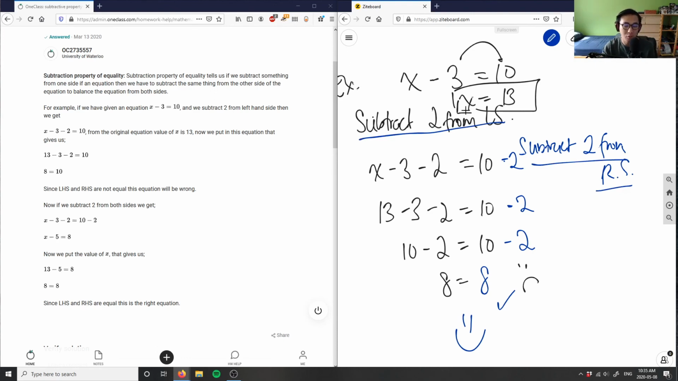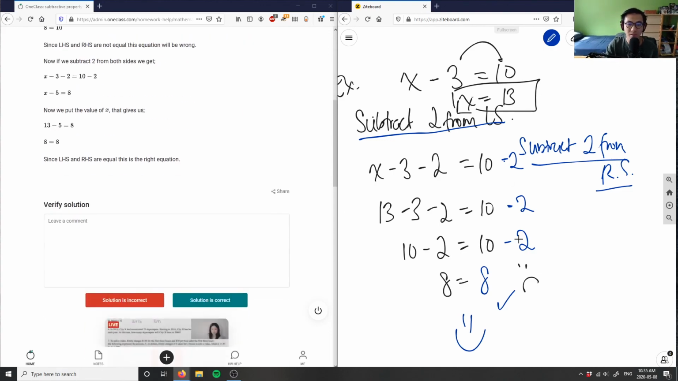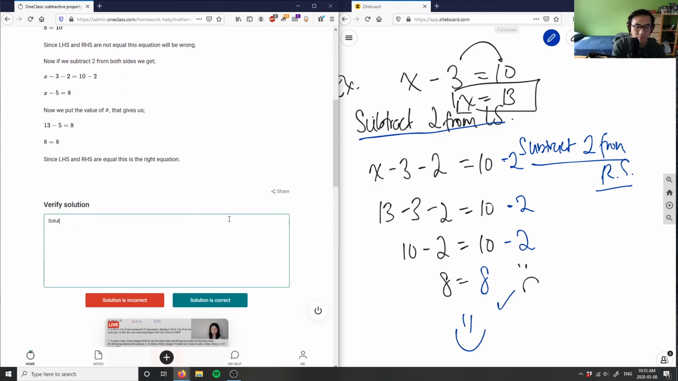If we only subtract 2 from the left side, or any other arbitrary number, we're not going to get the correct solution, and algebra falls apart. So we need to subtract from both sides to keep our algebra consistent, so that 8 equals 8. It's a happy face. So the solution here is correct. Good analysis.